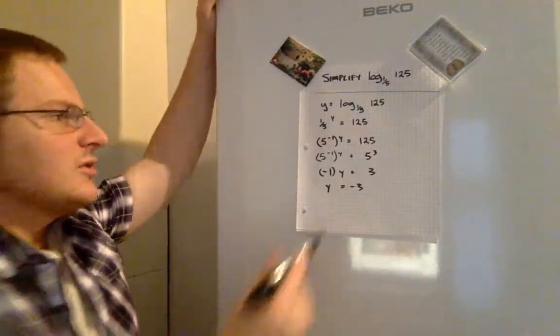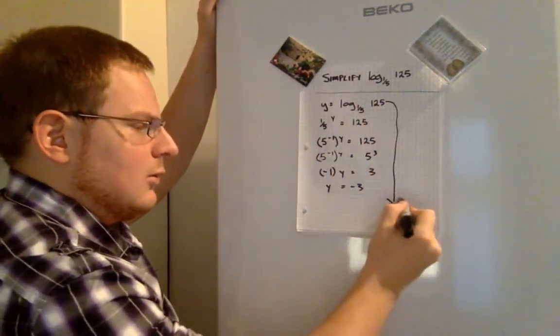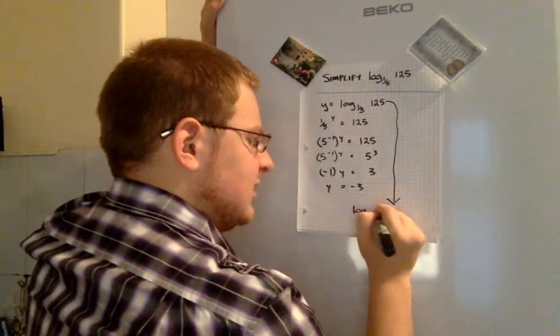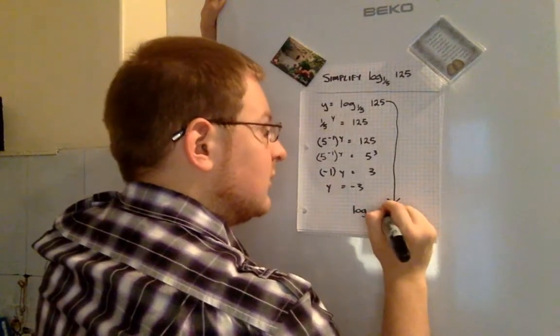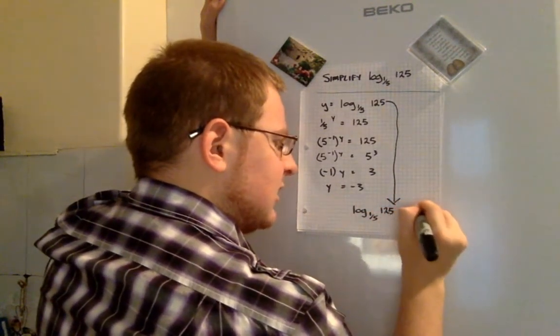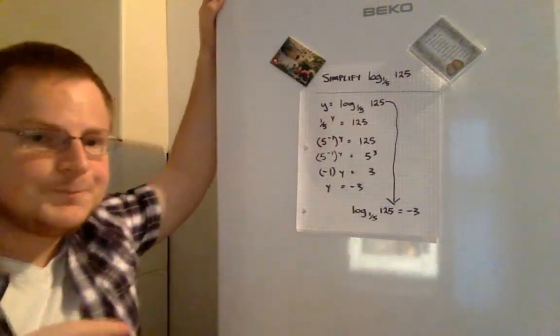And then we can of course just plug it right back into our regular equation by saying that log to the base 1/5 of 125 is equal to negative 3.